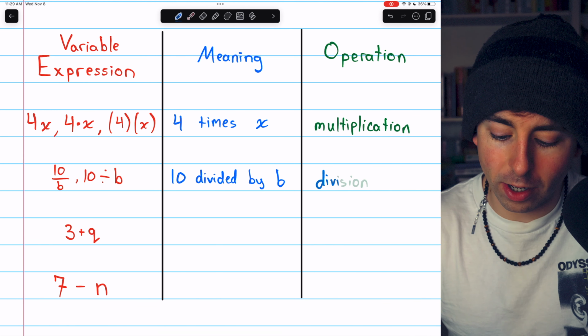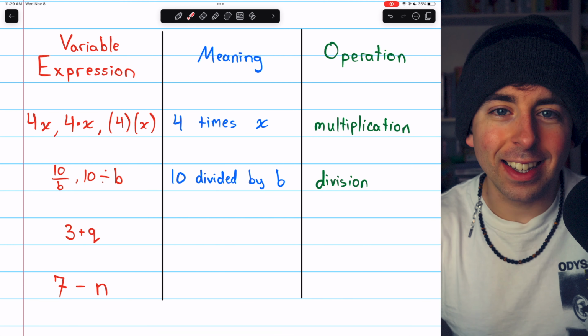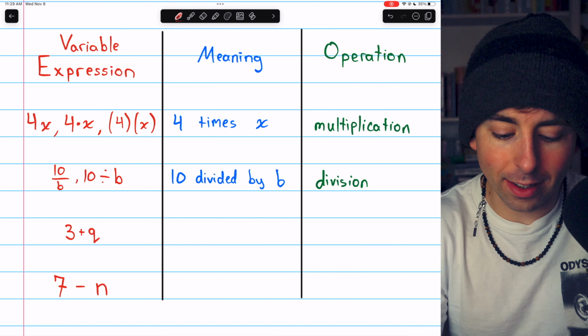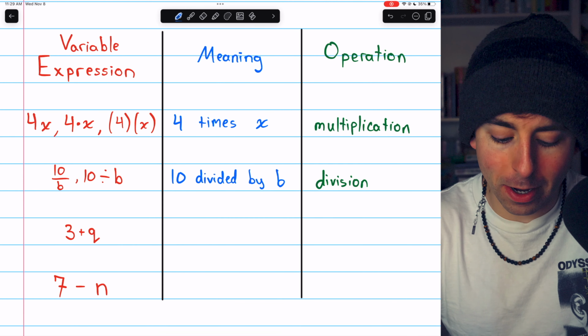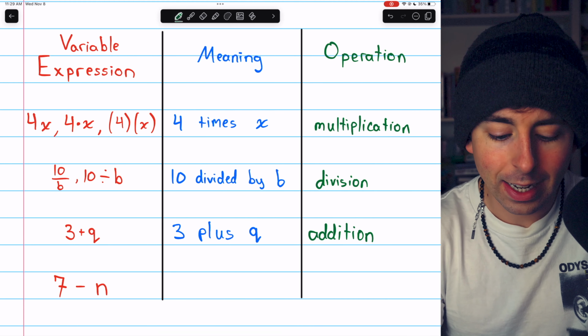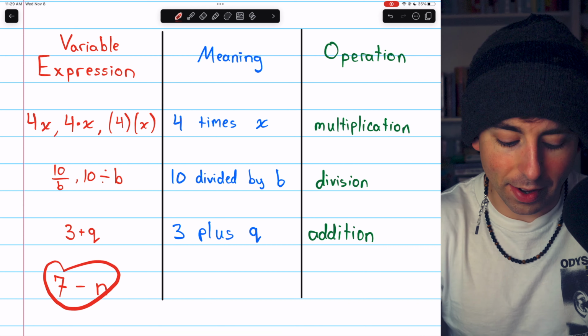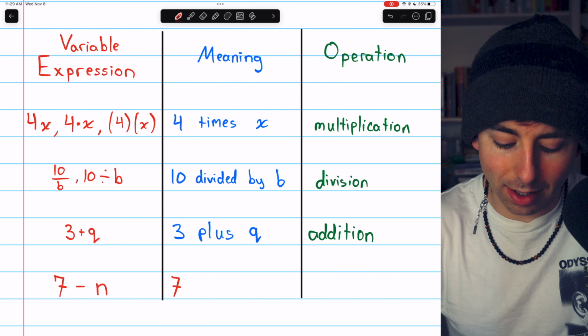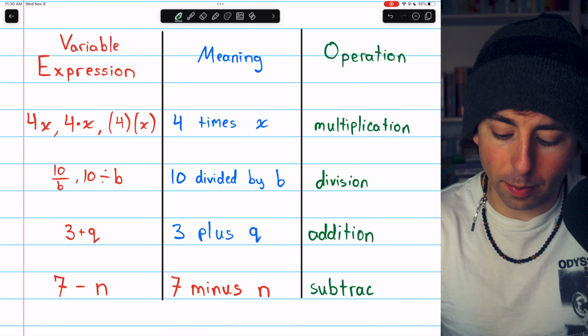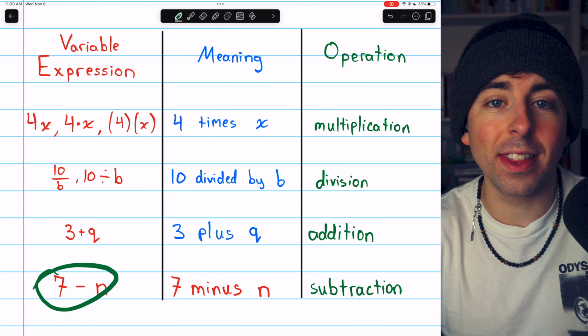It is division. This next one is obviously addition. Not a whole lot of ways to write that. So the meaning here is 3 plus the variable q. The operation, as we said, is addition. 3 and q are being added together. In the last example, we have 7 minus n. So this is subtraction. Again, there's not a whole lot of ways to write that. So the operation being used is subtraction. We are taking n away from 7 in this expression.